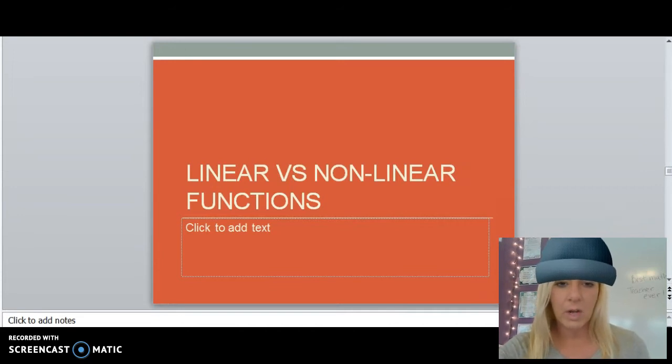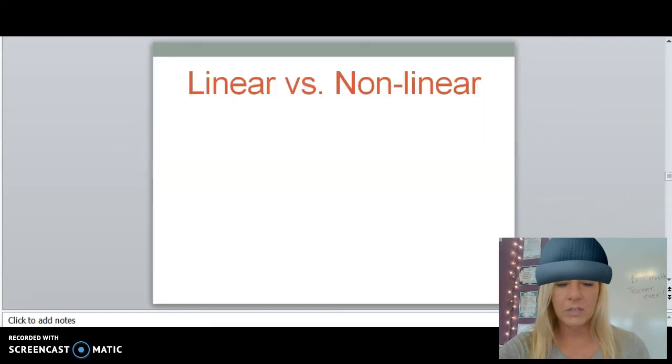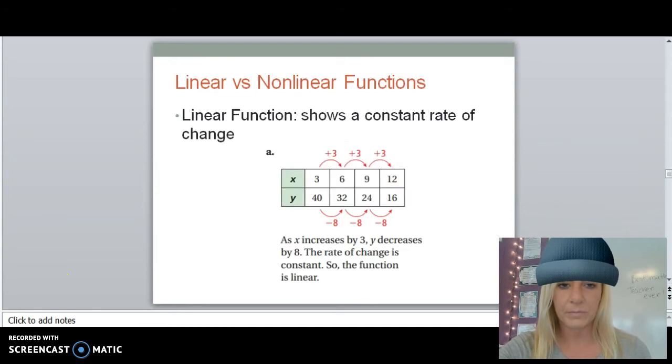In this video, we're going to talk about linear functions versus nonlinear functions. So let's first talk about what the word linear might mean. If you look at the word linear, you'll see the word line, both with linear and nonlinear. Basically, the word linear means line, and the word nonlinear means not a line. There are two different ways to determine if a function is linear or nonlinear.